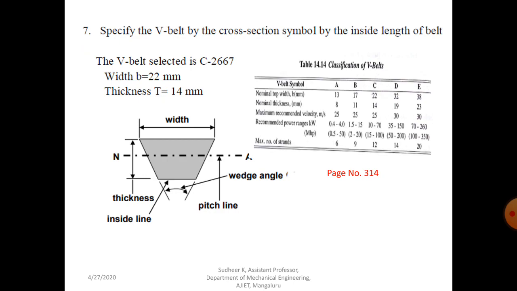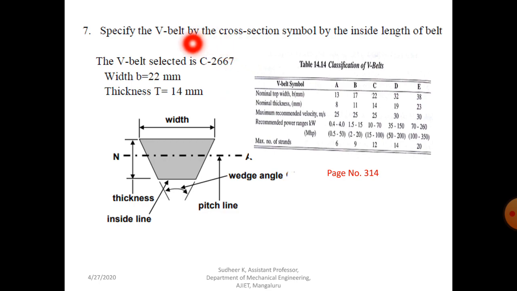Now the last step in the design of V belt is to specify the V belt cross section by its symbol along with the inside length. That is the designation you have to write at the end, like this: C2667. C indicates the type of cross section, that is C cross section, and 2667 indicates the nominal inside length. This is the standard inside length of the belt.